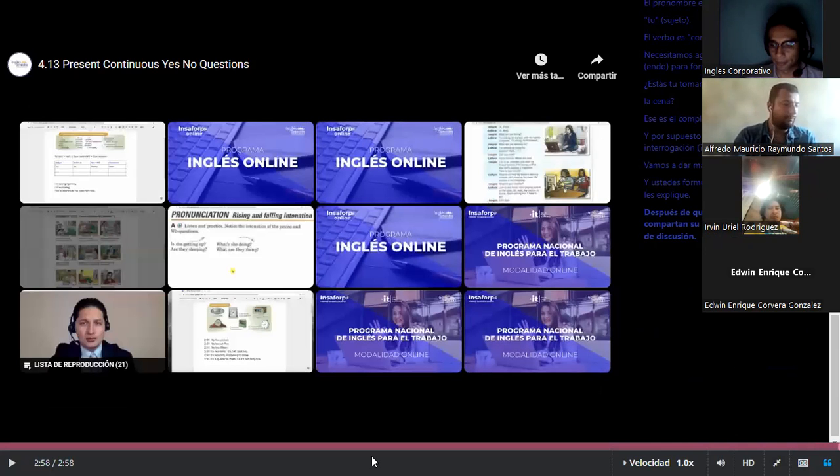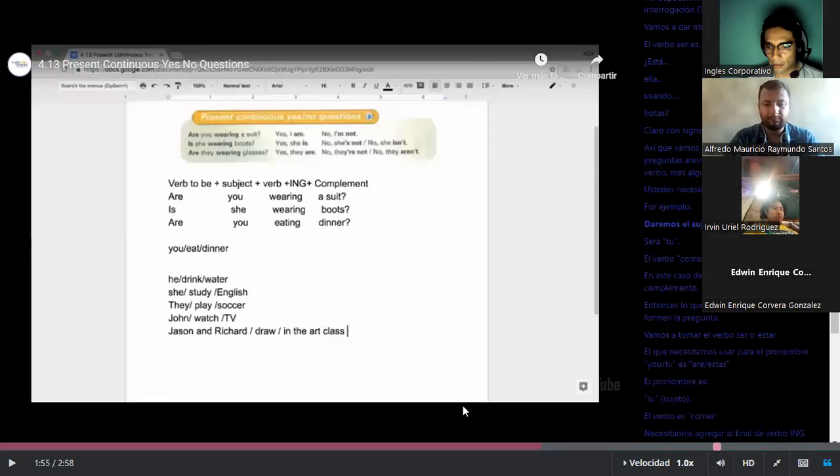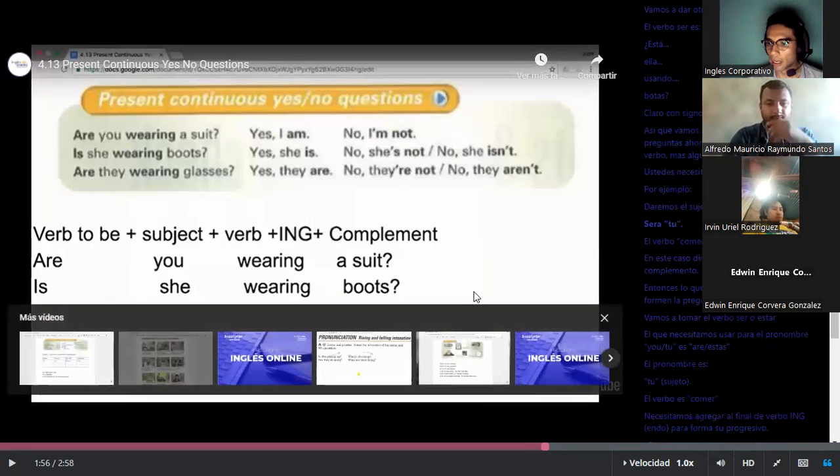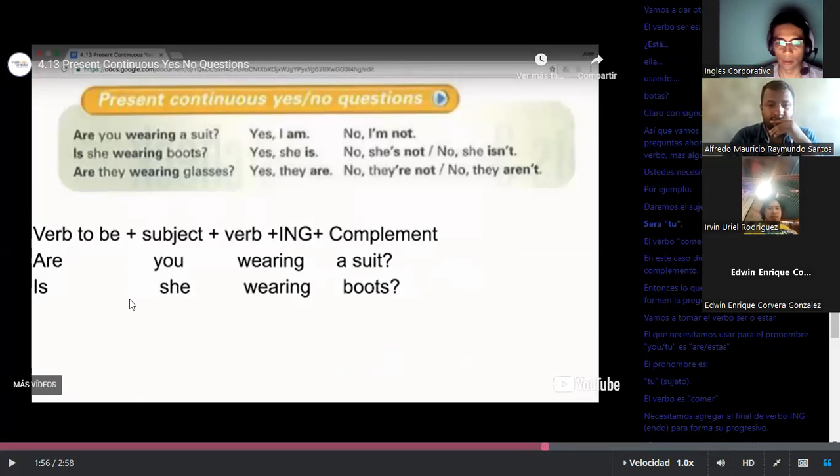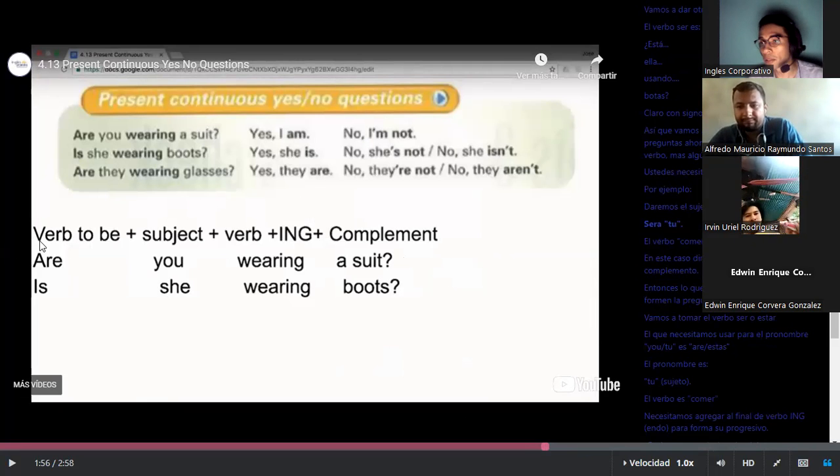Okay, guys, como hemos podido ver, la estructura de las questions no es muy diferente a la estructura que les mostré al inicio de las positive sentences. Lo único que hay que hacer es place the verb to be at the beginning, poner el verbo to be al inicio. Ahora bien, ¿en qué circunstancias vamos a ocupar el present continuous para hacer preguntas? ¿Qué tipo de preguntas serían?